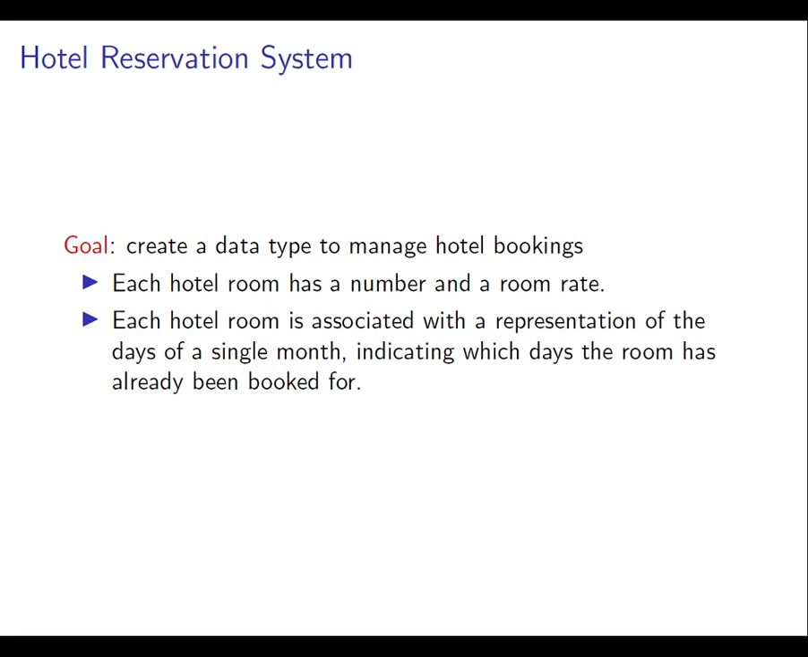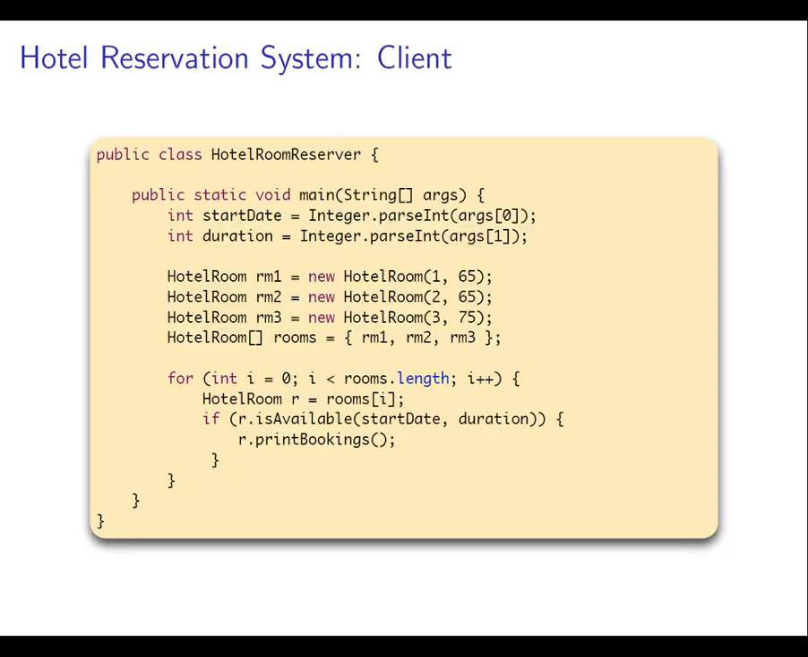We're going to have a whole bunch of hotel room objects, and each of them is going to have a number and a room rate, and each hotel room is going to be associated with a representation of the days of a single month, and the idea is going to be to indicate which days the room has already been booked for. Okay? So here is a client of our hotel room class. It's a class HotelRoomReserver, and here is a static method of it.